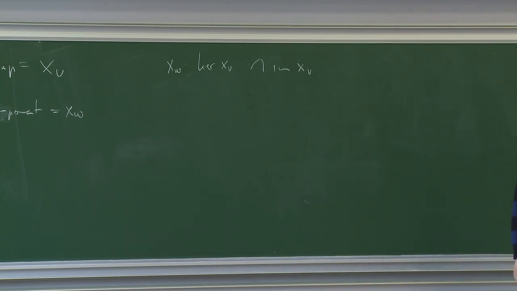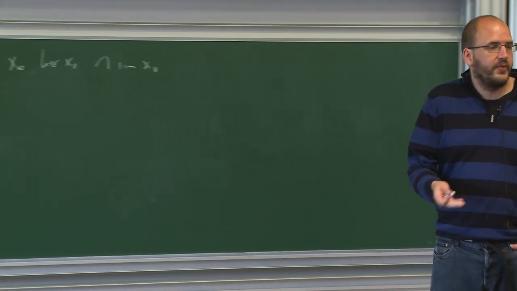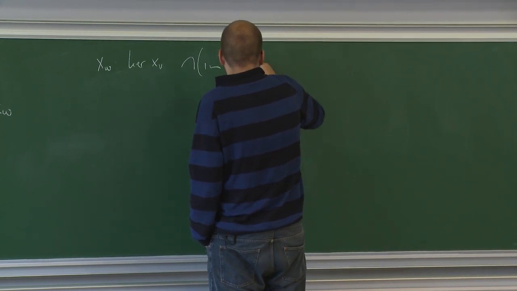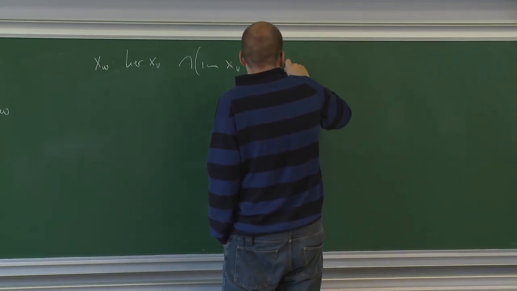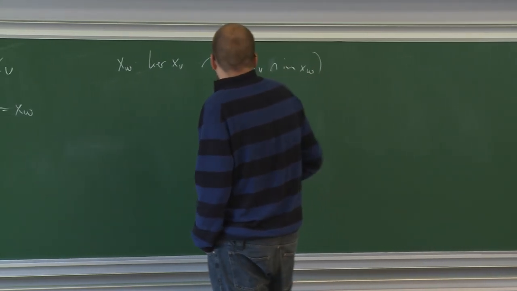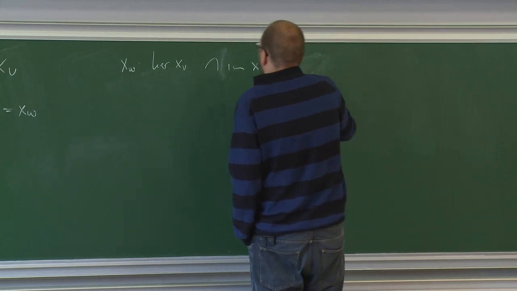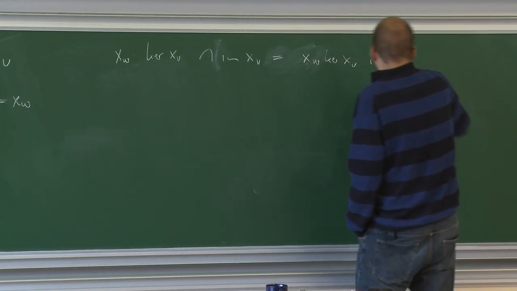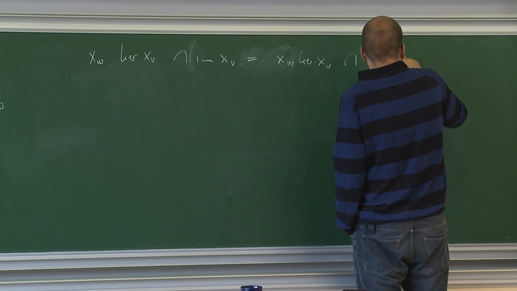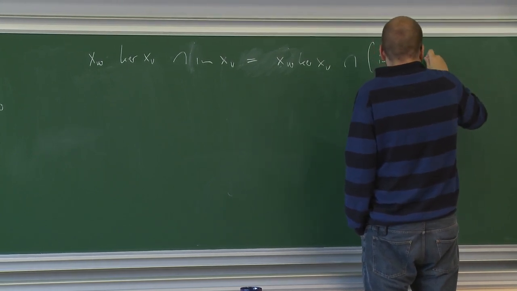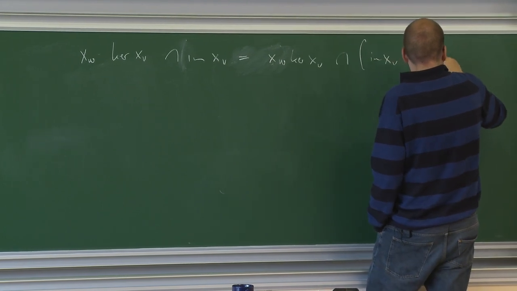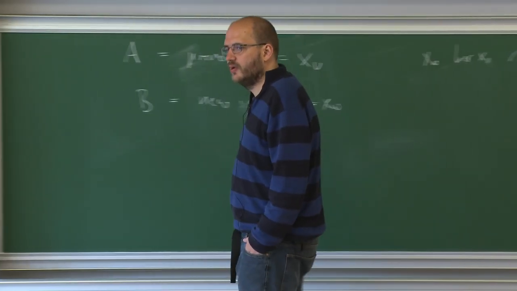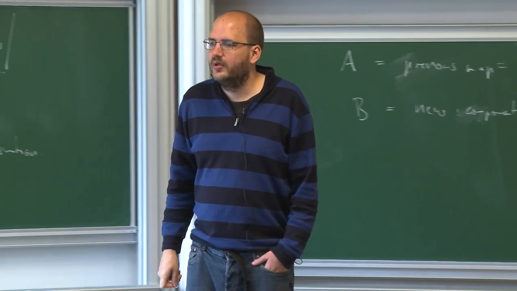So first observation is, if they intersect, they must intersect in the pullback, in this ideal of xw. So I can just intersect once more with the image of xw. That's the same thing. Let me write this separately, not to be confusing. So this is the same as xw kernel xv, intersection, and now in a bracket, image xv, intersected with the image xw.